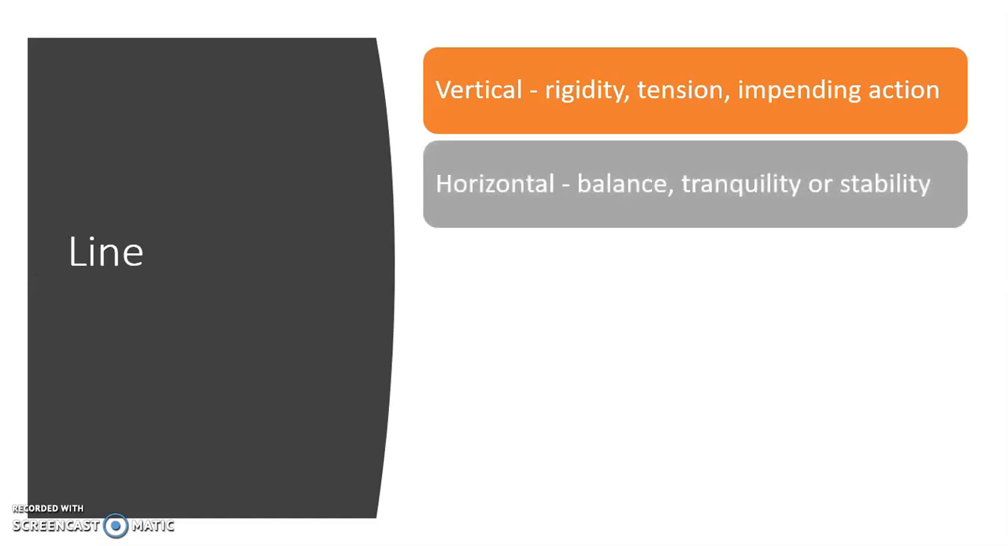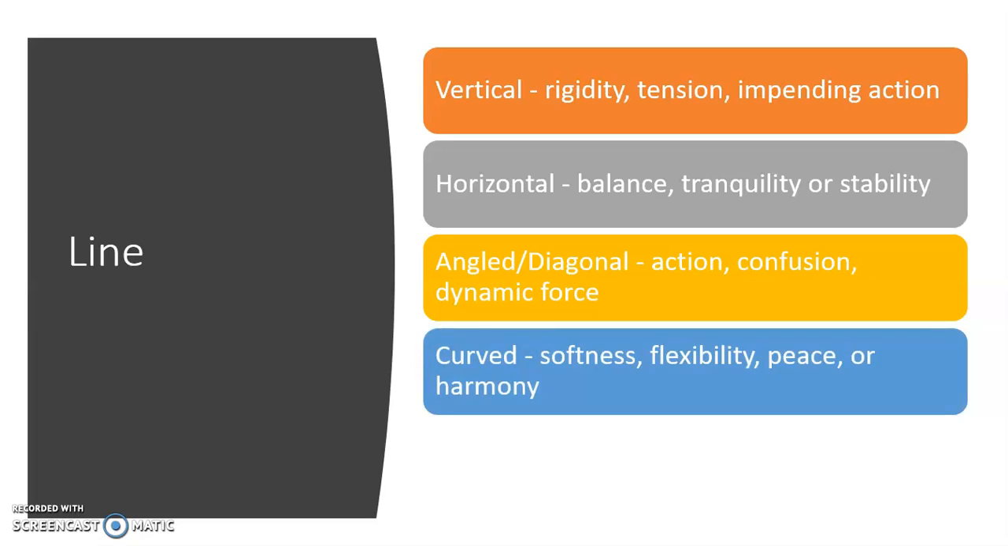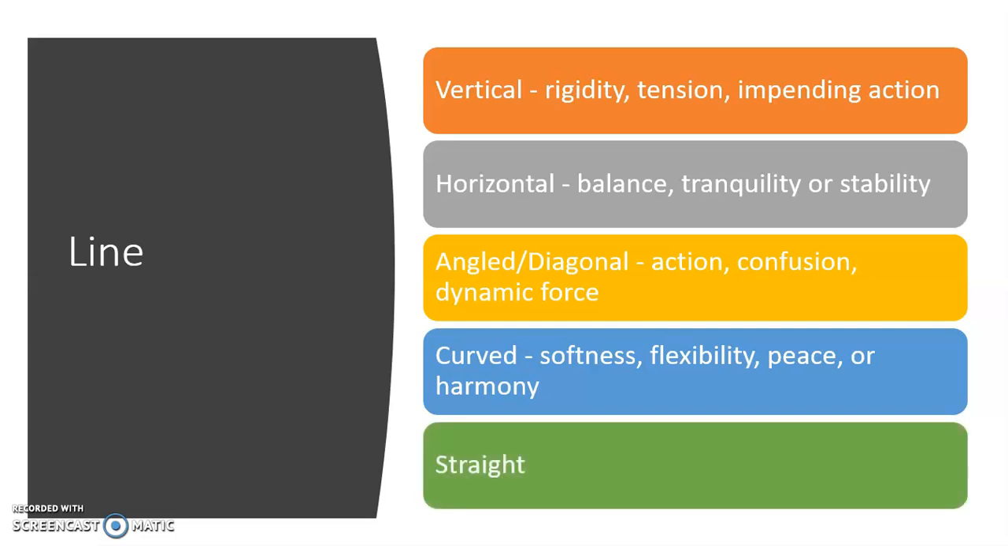Horizontal, so a lot of horizontal lines usually indicate balance, tranquility, stability. Angled or diagonal lines, action, confusion, dynamic force. So if there's a lot of angled or diagonal lines, usually something is about to happen or something is happening. Curved lines usually reflect softness, flexibility, peace, or harmony. And straight lines are pretty straightforward.